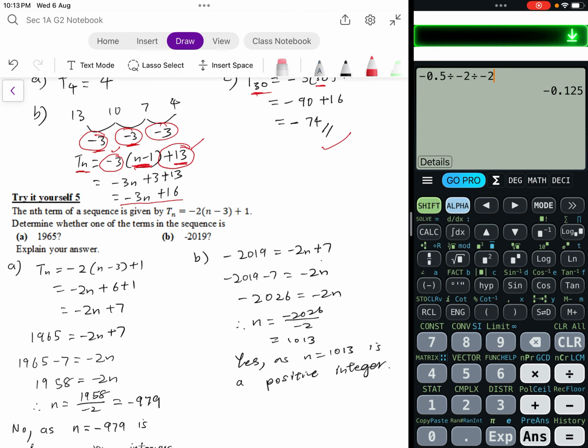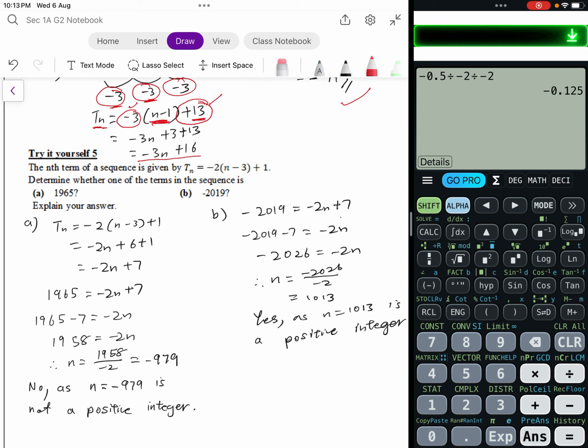Then try yourself 5. Again, they are asking, if this is my general term, how do I know whether the number 1965 is part of this number sequence? And if it's part of the sequence, what is the placing? First off, to make it easier to use, I expand the minus 2, so I get minus 2n plus 6, since minus 2 times minus 3 is plus 6. So Tn actually equals minus 2n plus 7.